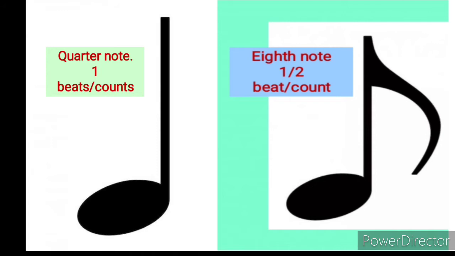Then the next note we have is the 8th note. How many counts does the 8th note have? It has half a count. You are counting the crotchet or quarter note as one, and you count this one as half. You see that? So it's half.